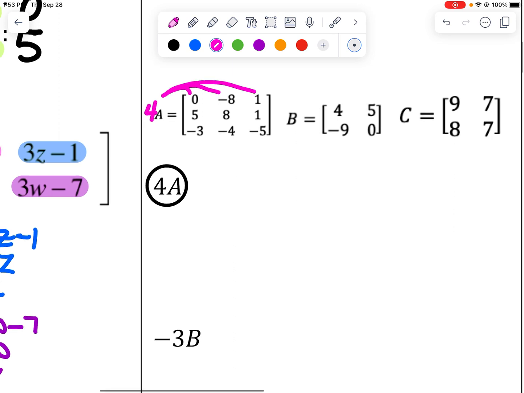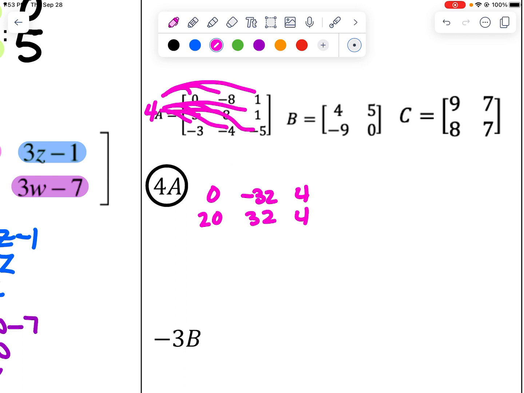So 4 times 0 is 0. 4 times negative 8 is negative 32. 4 times 1 is 4. Then we're going to take 4 times 5, 4 times 8, and 4 times 1. 4 times 5 is 20. 4 times 8 is 32. And 4 times 1 is 4. And then we're going to take 4 times the last row. 4 times negative 3 is negative 12. And 4 times negative 4 is negative 16. And 4 times negative 5 is negative 20. And that is all there is to it, my friends.